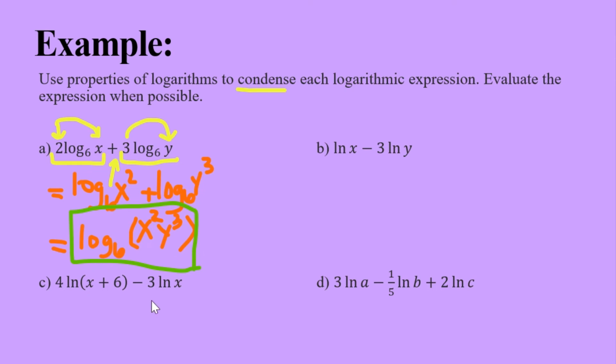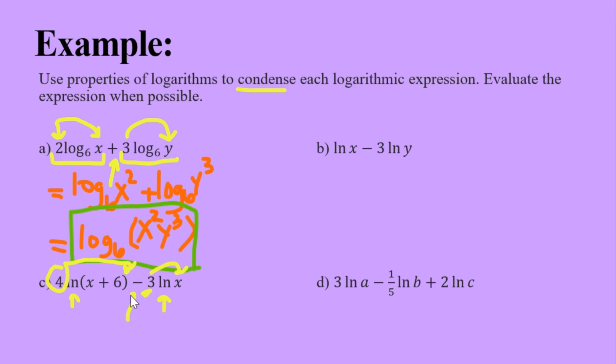Now let's take a look at our next example here. Again, we want to condense it to just one log. In this case, we have the natural log ln, and we want to condense it down to just one natural log. Again, you can see that we have this coefficient in front. Since it's been multiplied by that ln, then we're just going to put it back as an exponent. Same thing with the 3 here, put it back as an exponent.